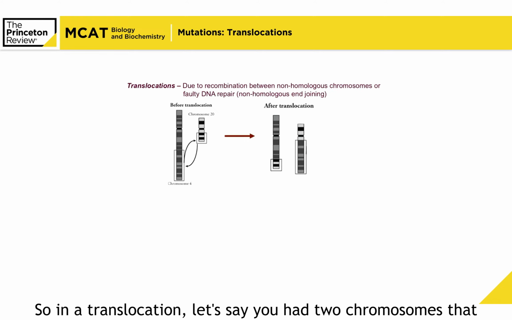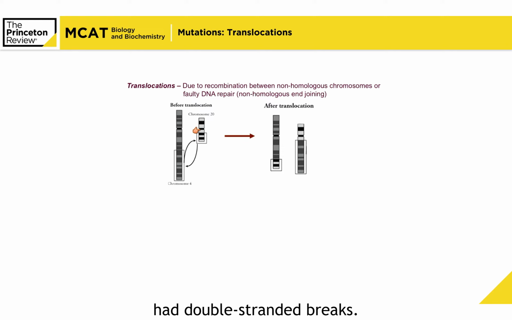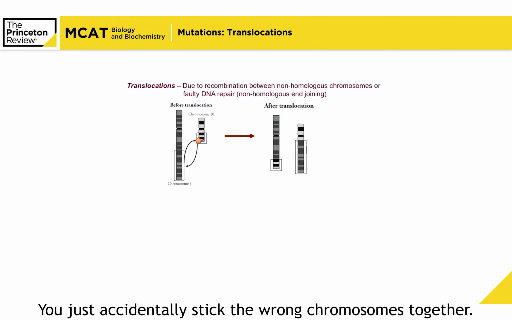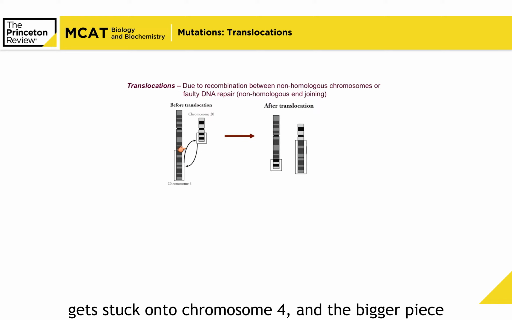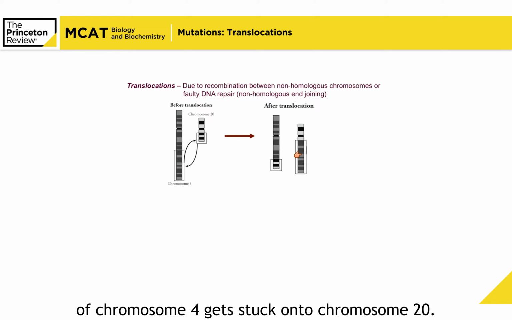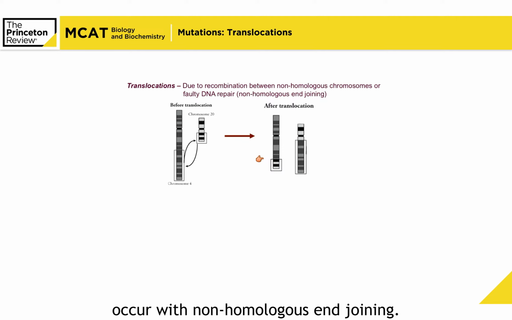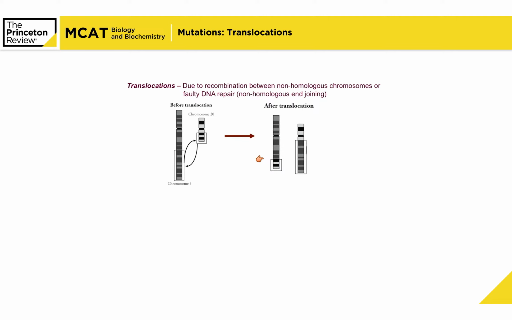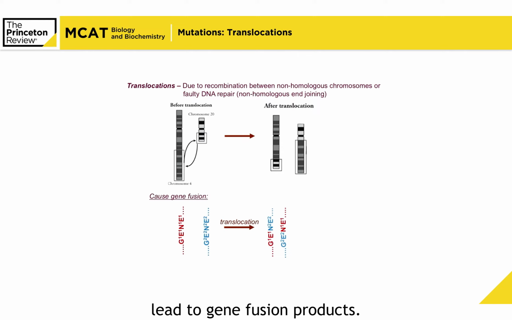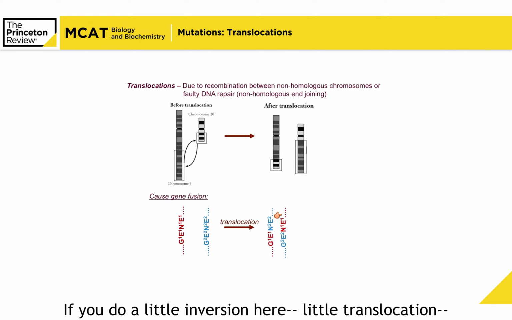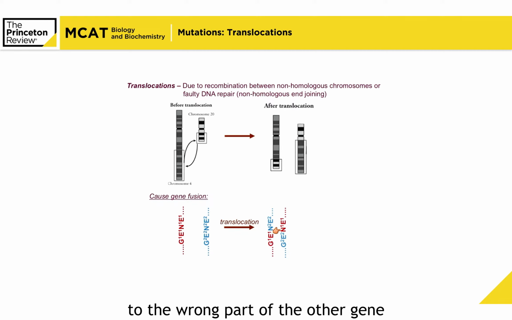So in a translocation, let's say you had two chromosomes that had double-stranded breaks. You just accidentally stick the wrong chromosomes together. So this little piece of chromosome 20 gets stuck onto chromosome 4, and the bigger piece of chromosome 4 gets stuck onto chromosome 20. This is the type of error that can occur with non-homologous end joining. Worse, if this particular joining point is in the middle of a gene, it can lead to gene fusion products. If you do a little inversion here, little translocation, you could pair the wrong part of one gene to the wrong part of the other gene and get fused gene products.